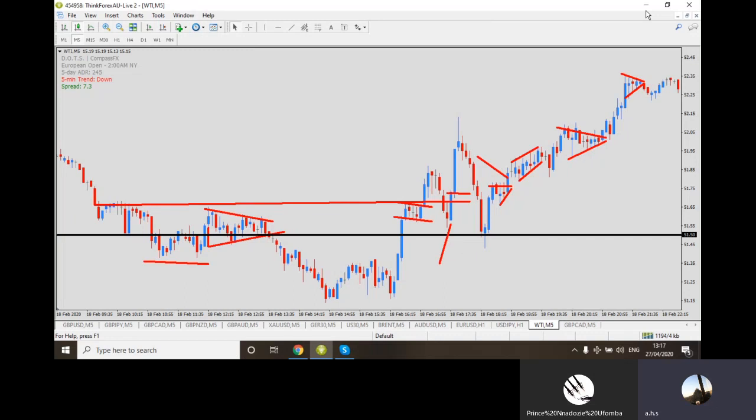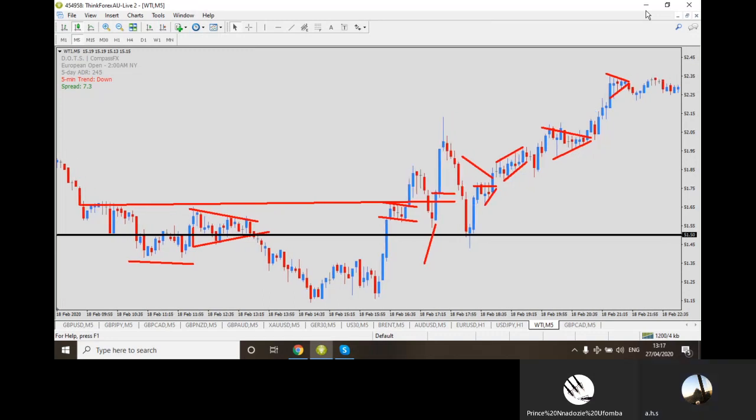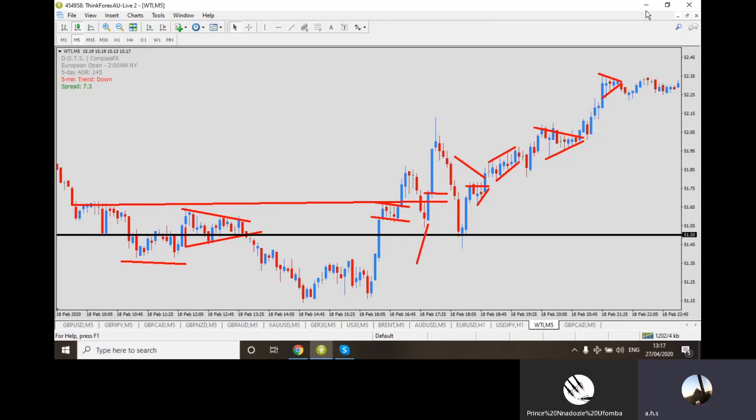Double top here, right? It's a pattern, but I'm not going for that pattern this session. We might discuss that another time. I'm looking for consolidation patterns.